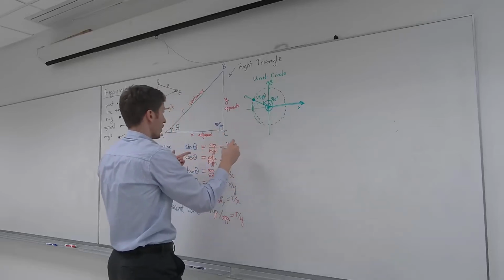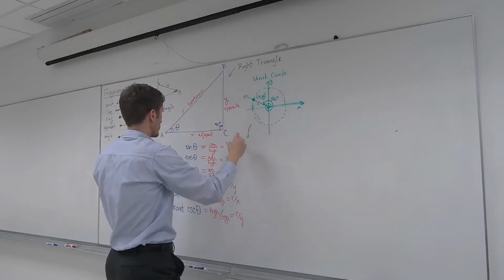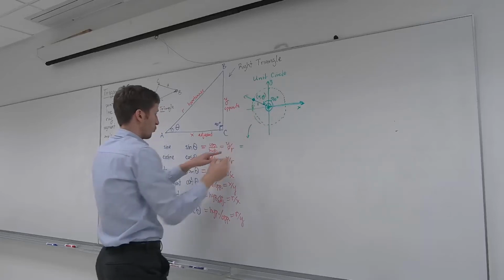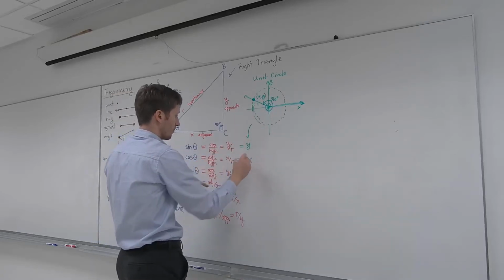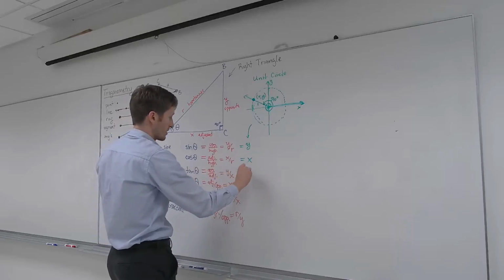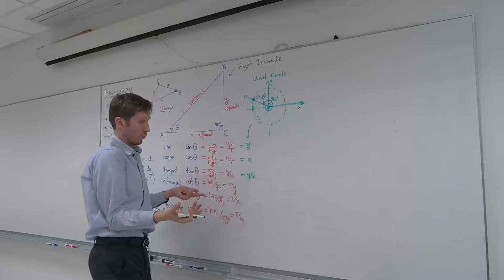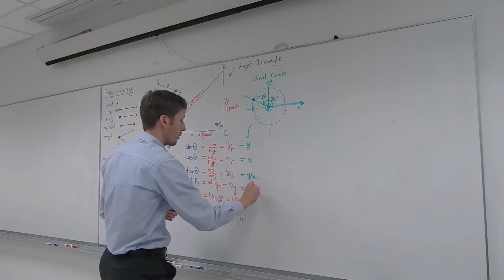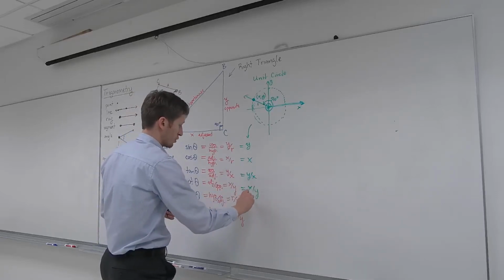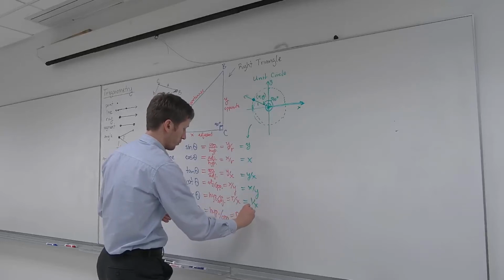So actually, my sine, based on this, will be y over r, which is just y, because r is 1. The cosine is x over 1, which is x. The tangent is y over x, the same thing. You still use the same y and x, it's just that r is 1. Cotangent is x over y, sorry. The secant is r over x, which is 1 over x, and the cosecant is 1 over y.